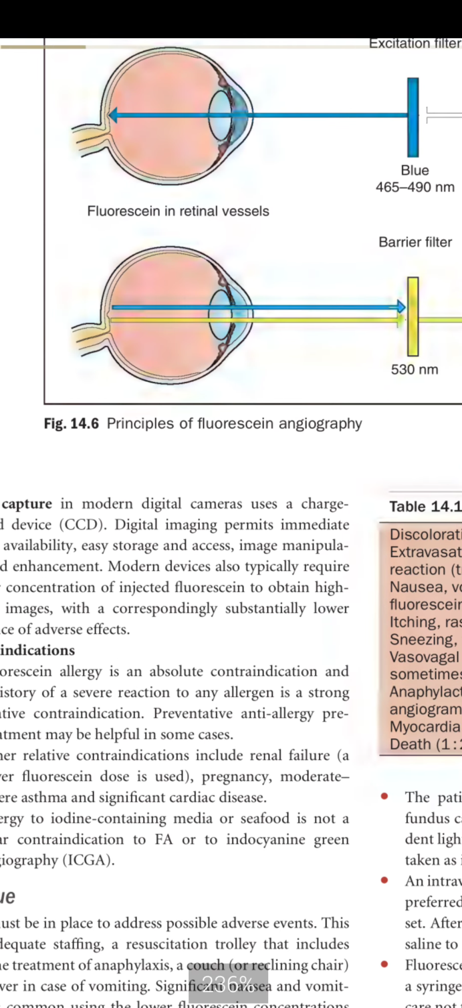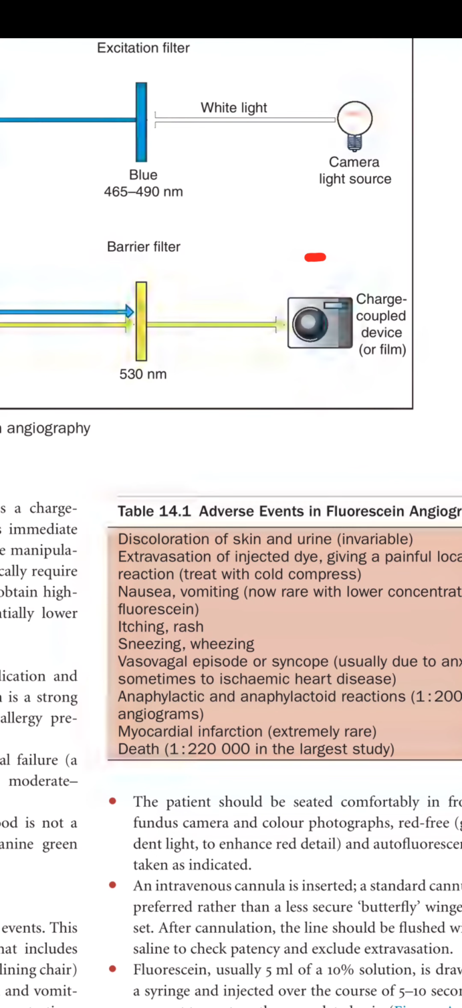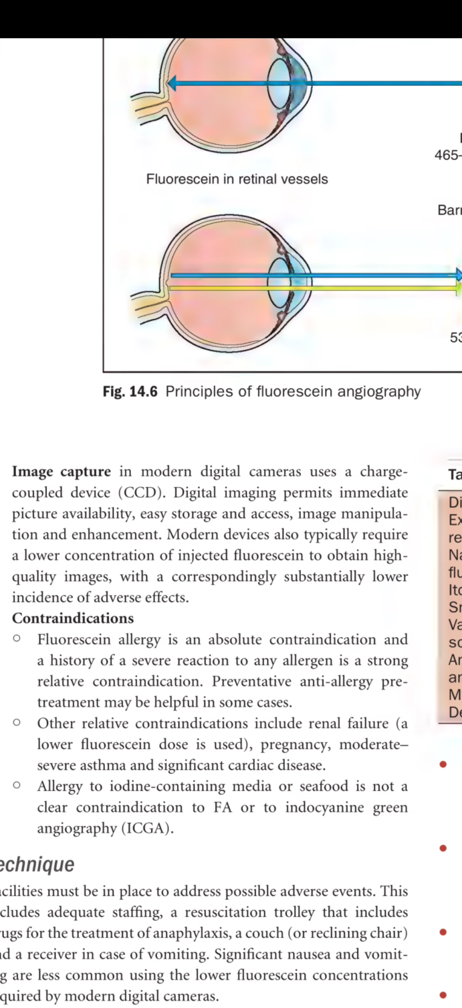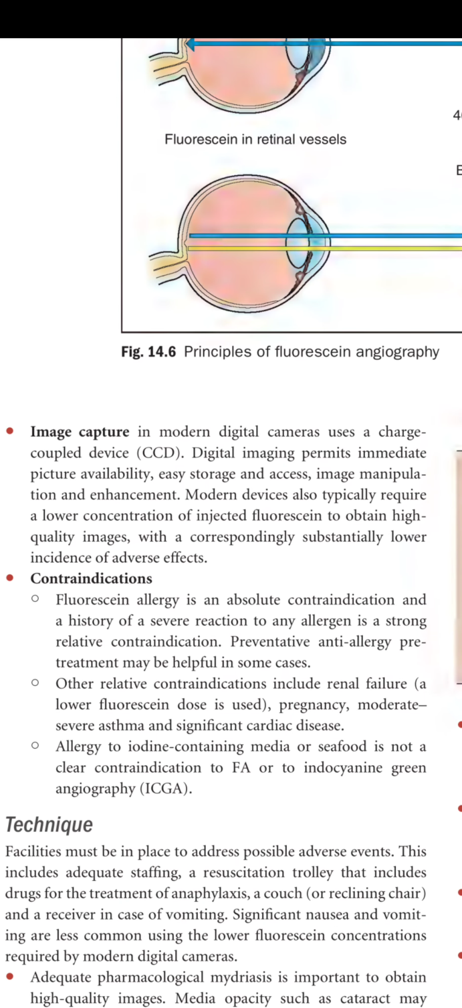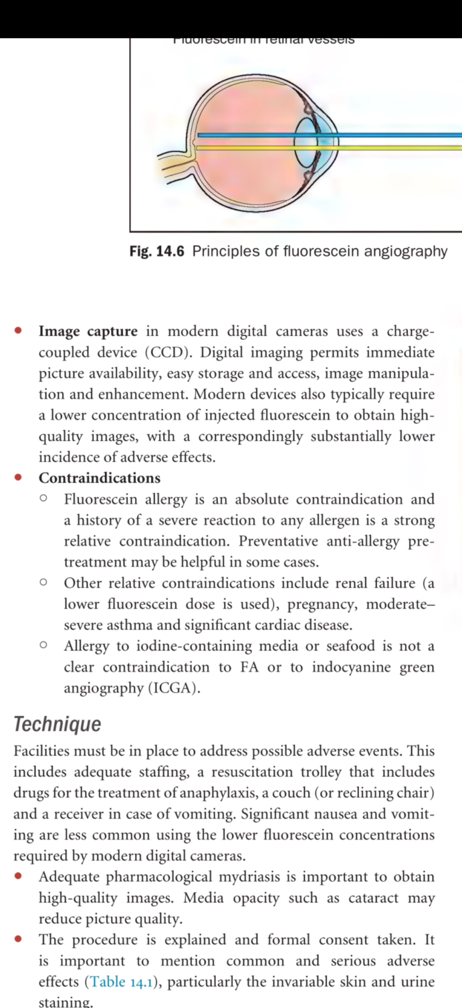Next is image capture. Image capture in a modern digital camera uses charge coupled devices. Digital imaging permits immediate picture availability, easy storage and access, and image manipulation and enhancement. Modern devices also typically require a lower concentration of injected fluorescein to obtain a high quality image, with a correspondingly substantially lower incidence of adverse effects.